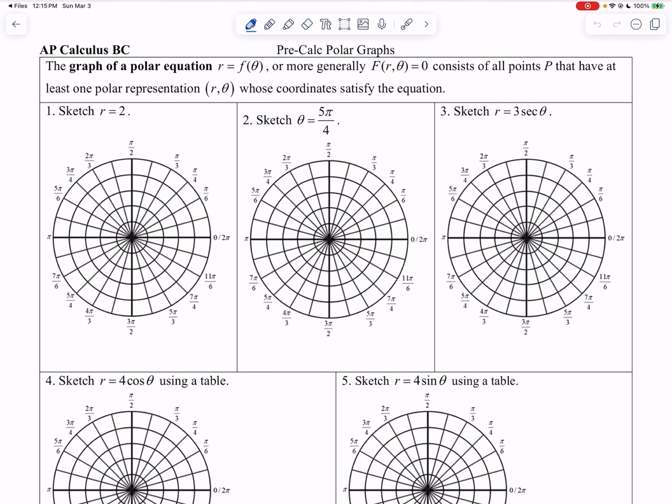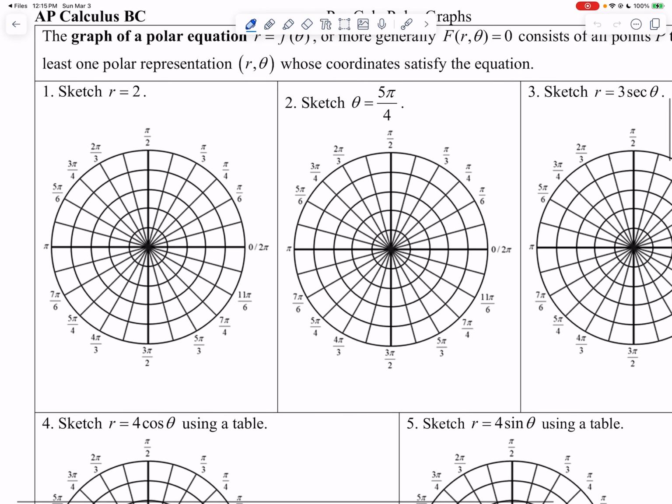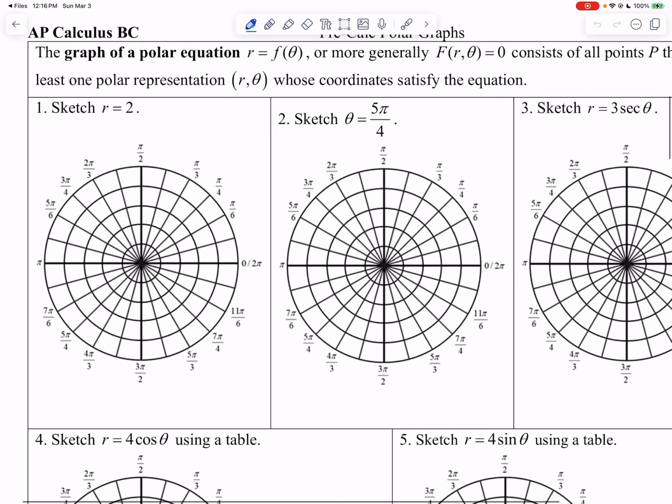So for example, whenever I have number 1 that says sketch r is equal to 2, where I don't have theta right here, because remember, my representation is r comma theta, then I'm just going to go to 2, so 1, 2, and then because I don't have theta, theta could technically be anything, and since theta can technically be anything, this is going to give me a circle with a radius of 2.